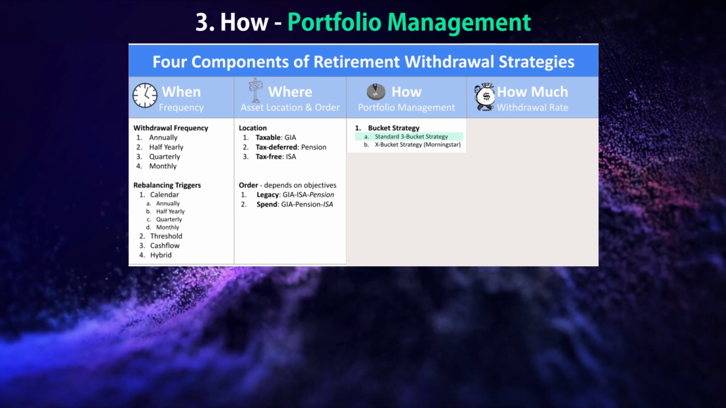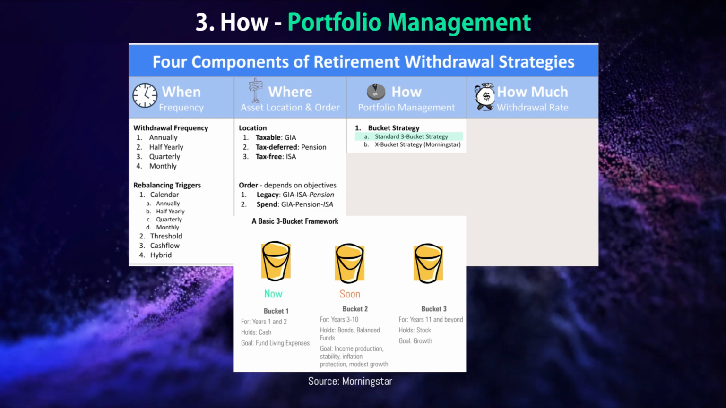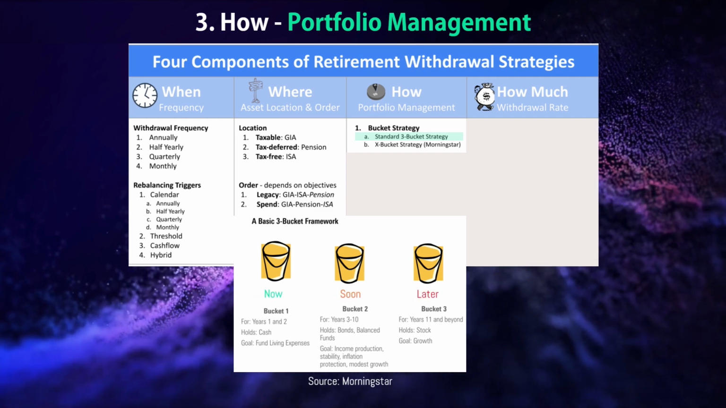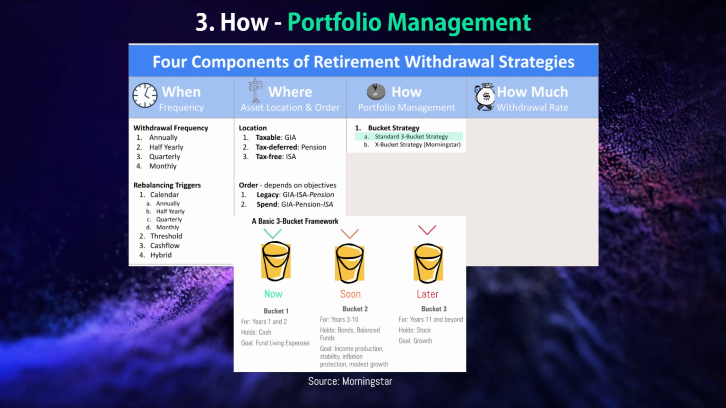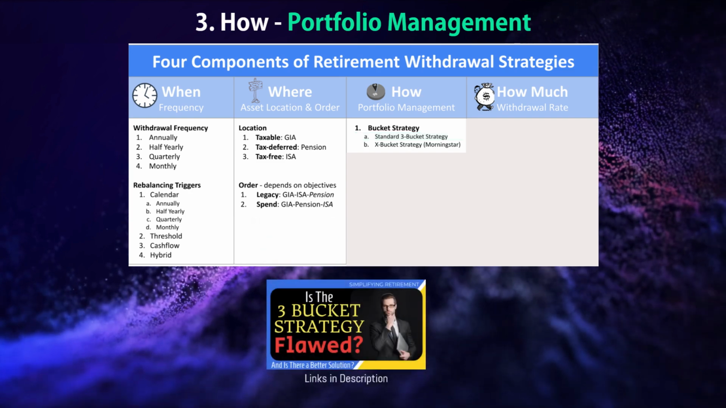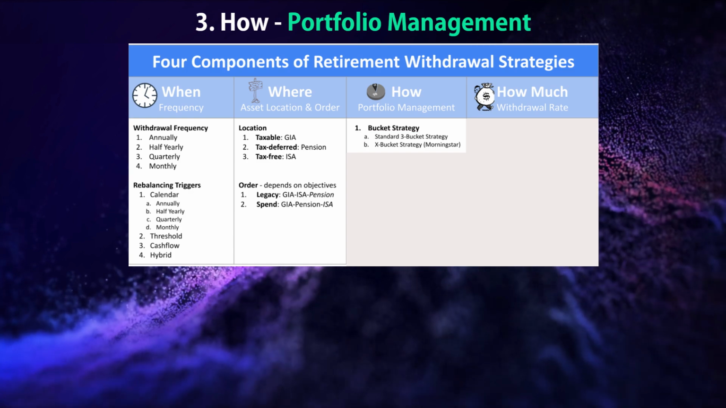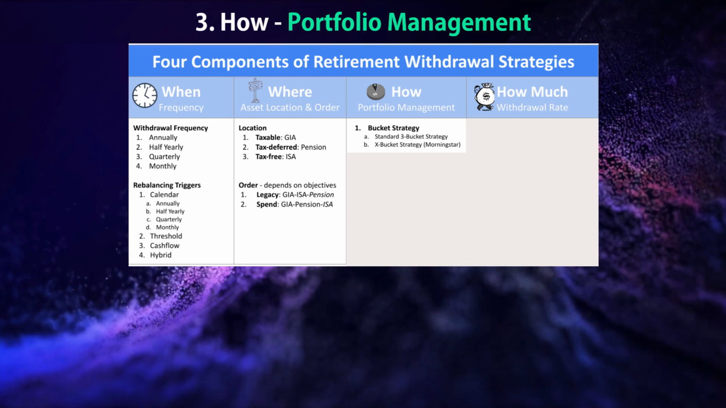The contemporary bucket strategy divides your portfolio into 3 buckets, using a time segmentation approach. This corresponds to short-term, medium-term, and long-term expenses. I'm not a fan of the 3-bucket strategy for several reasons, and will point you to my other video discussing this in more depth. I will briefly summarize these here.